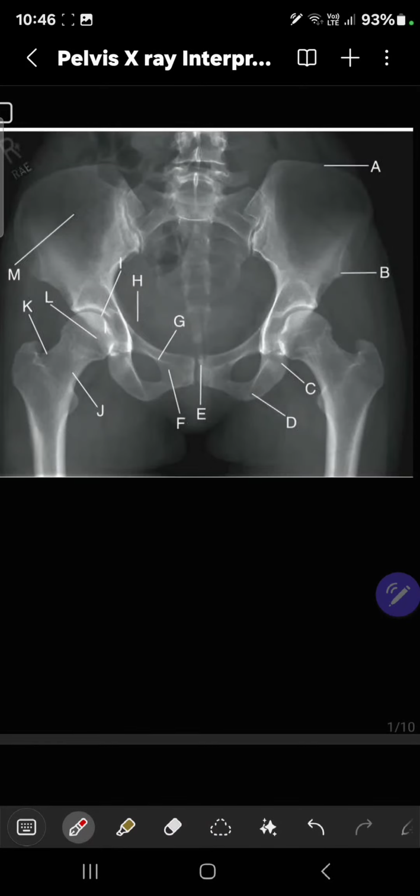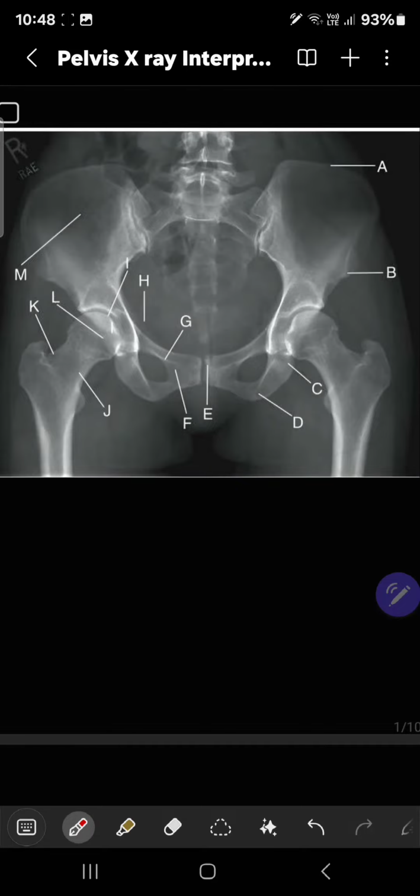Today we will discuss pelvic fractures, the different types of pelvic fracture, and the application of the pelvic binder. Before we start, whenever we see a pelvic X-ray, there is an approach to find any fracture sites. Here we will discuss it one by one. Whenever we see an X-ray, we should always go in this manner. I will explain here.